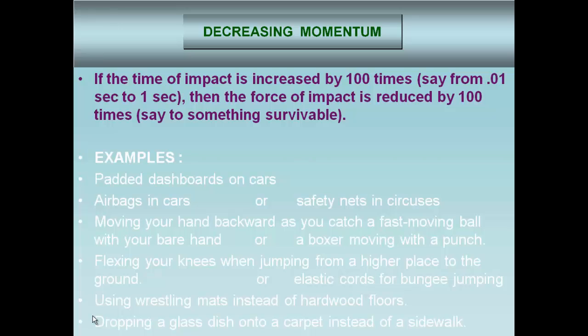All same things. Where, remember, we could take any of these examples in the change of momentum of these objects. So if we're talking about dropping a glass dish onto a carpet instead of a sidewalk, their impulses are the same. Their change of momentums are the same. Because as they're falling, they have the same momentum, and they're both going to come to a stop, but their outcomes are different because of the time of impact and how that affects the force of impact. Does that make sense to you guys?